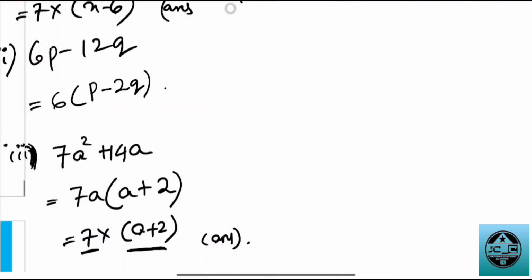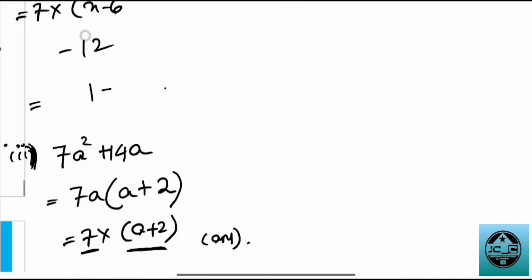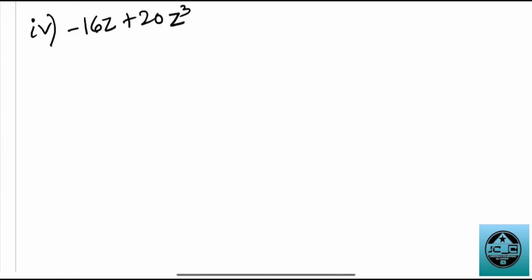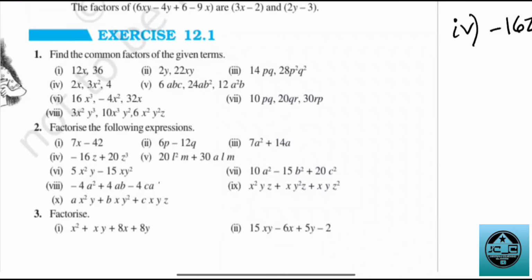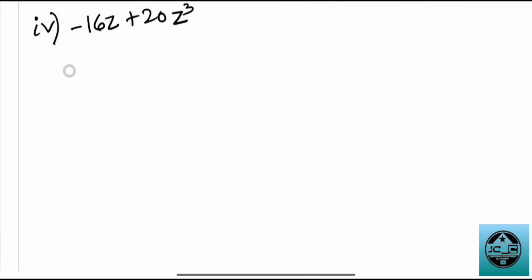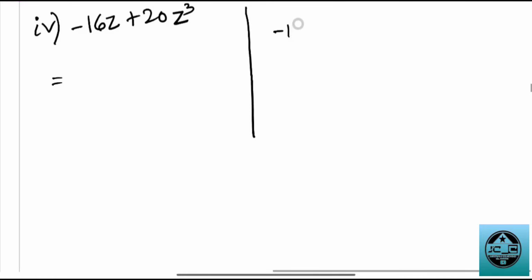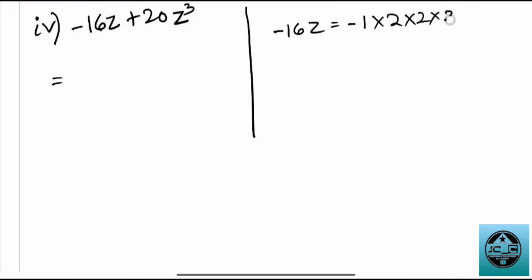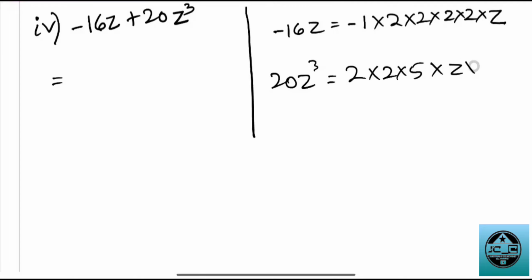You can take the notes by pausing the video. Here it is the IV. Fourth one: minus 16z plus 20z cube. It can be solved like this. This is rough work. Minus 16z means minus 1 into 2 into 2 into 2 into 2 into z. 20z cube means 2 into 2 into 5 into z into z into z.